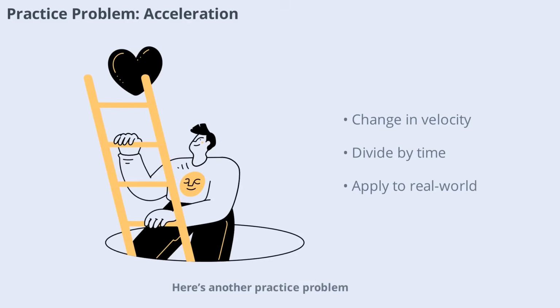Here's another practice problem. If a rotating arm increases its angular velocity from 60 to 180 degrees per second in 0.8 seconds, what is the angular acceleration? The answer is 150 degrees per second squared. Practicing these calculations will help you apply the concepts in real-world scenarios.